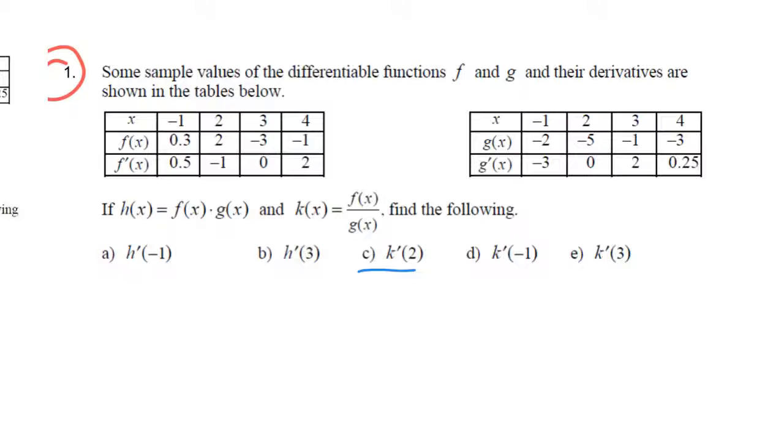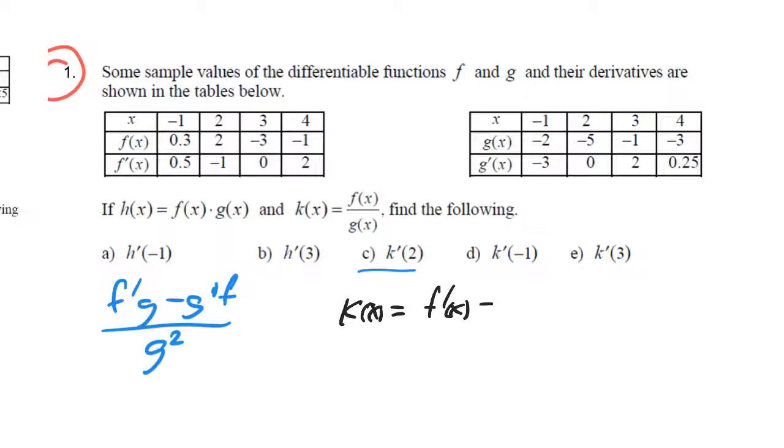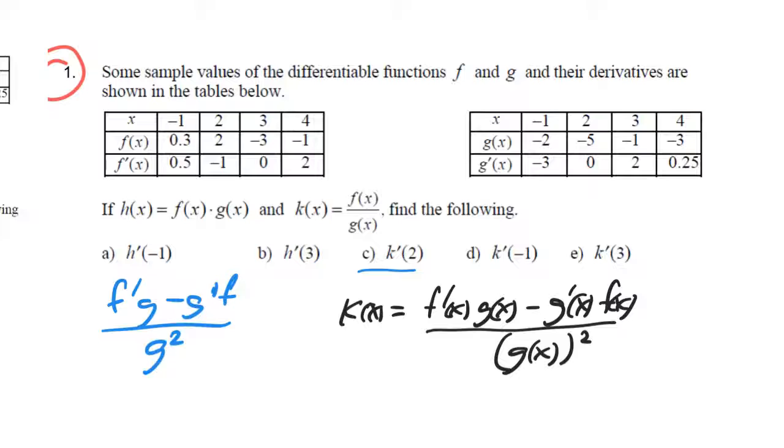Now, we know that the quotient rule is f prime g minus g prime f over g squared, right? In this case, and this is just kind of a lucky case, my top function is f, just like in my formula, and my bottom function is g, just like my formula. So my actual derivative here, and it won't always work out quite this way, but it does here, k prime of x is equal to f prime of x times g of x minus g prime of x times f of x, all over g of x quantity squared, right? And now I need to find k prime of 2.